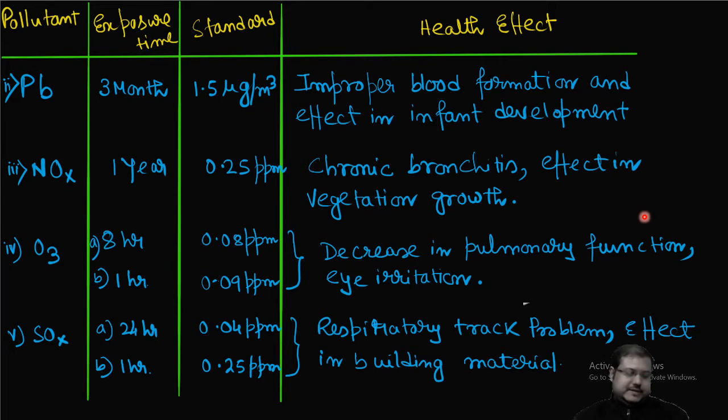Next is NOx. Exposure time 1 year and standard is 0.25 ppm. Health effect: chronic bronchitis, effect in vegetation growth.